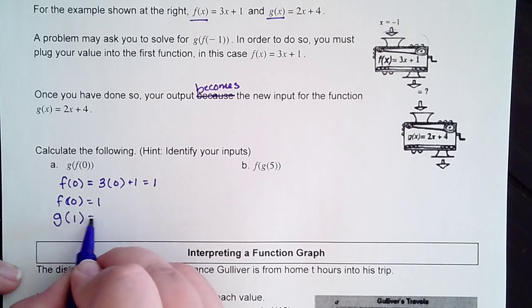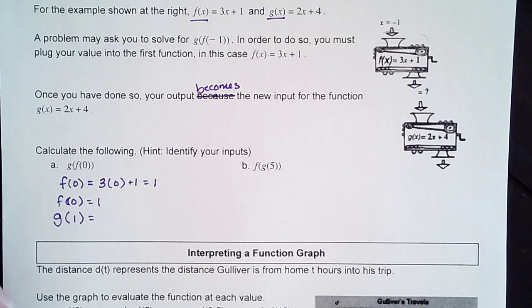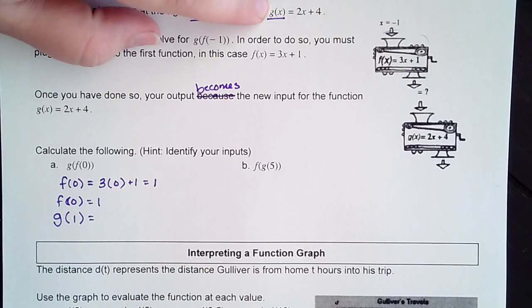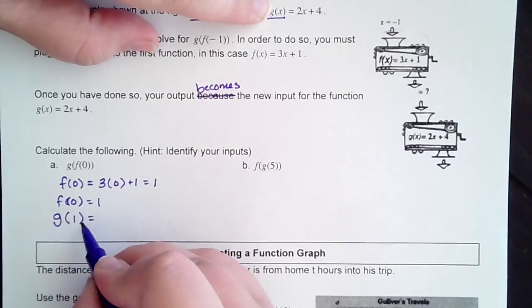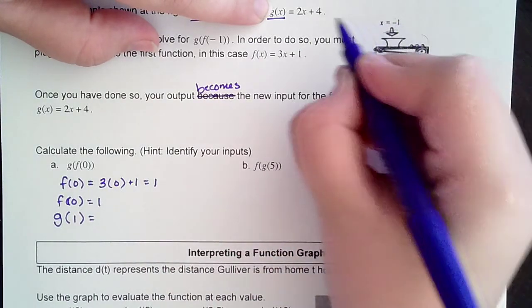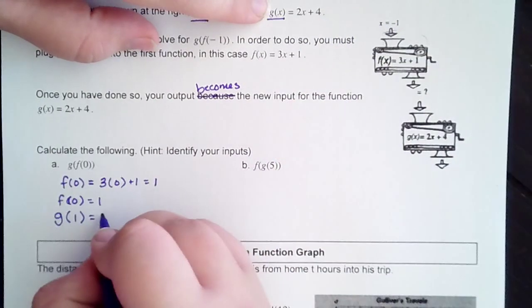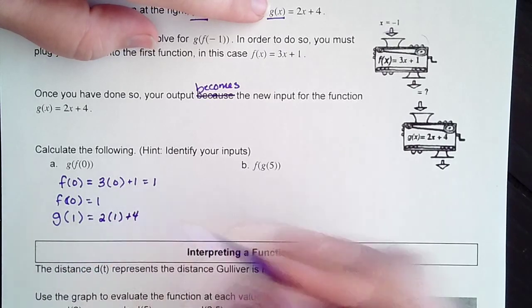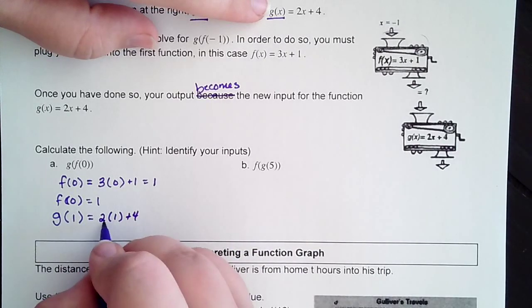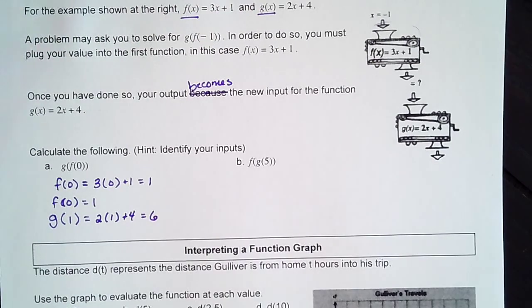Alright, same thing, I have g of 1, so I have to solve for that. G of x is equal to 2x plus 4. If I'm replacing x with 1 on the left side, I need to replace x on the right side with 1 as well. 2 times 1 plus 4. Solve. 6. G of 1 is equal to 6.